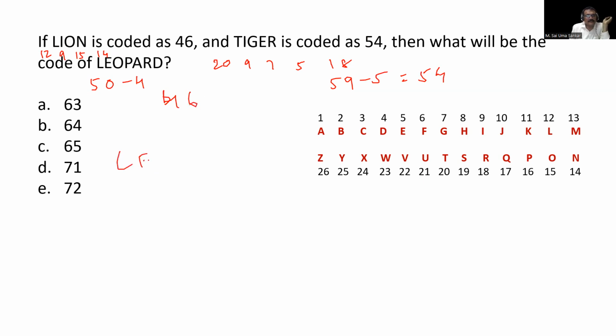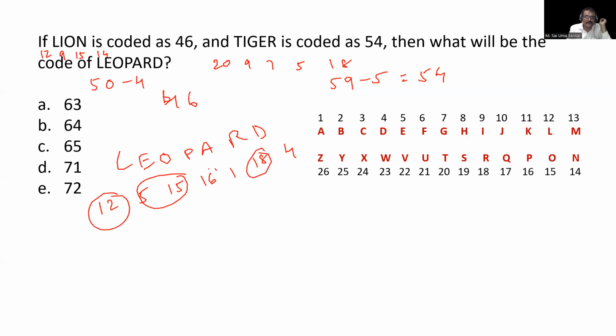And what we require is LEO, PA, RD. What is the L? 12. What is the E? 5. What is the O? 15. What is the P? 16. What is the A? 1. R is 18. And D is equal to 4. What is the sum? 18 plus 20, 38, 50. 50 plus 20, 70. 71. The option is there, but how many letters are there? 1, 2, 3, 4, 5, 6, 7. Just subtract 7 from this one. So what is the answer? 64, which is the required answer.